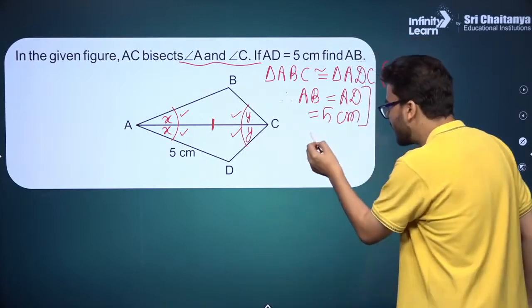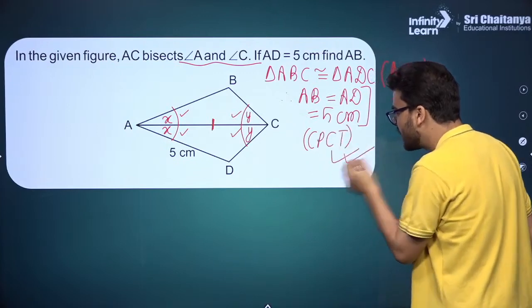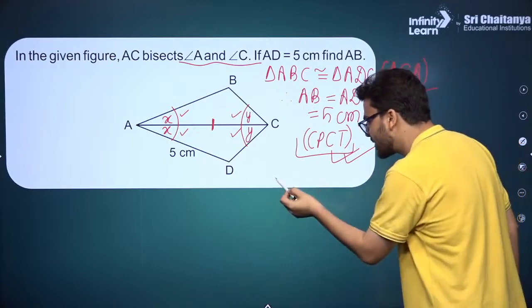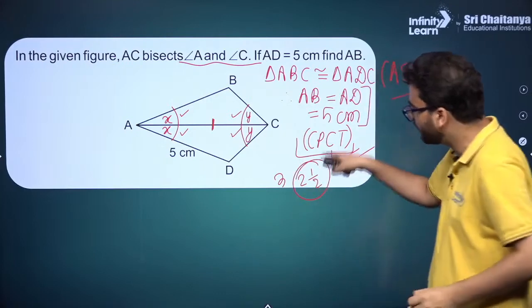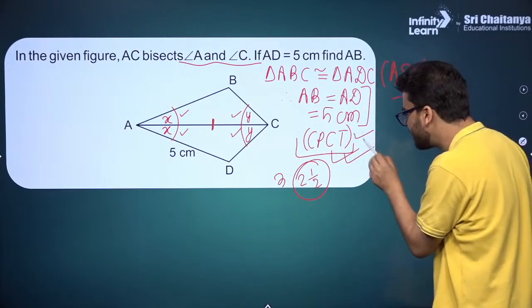Because they are corresponding parts of congruent triangles. So you have to write CPCT over here. If you do not write this statement, suppose it's a 4-mark question or a 3-mark question, you will get 2.5. Anybody will deduct half marks for this statement only. No, Shinjini, the last will be CPCT.